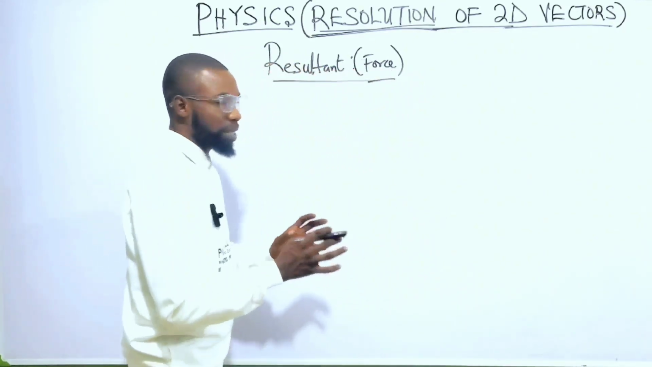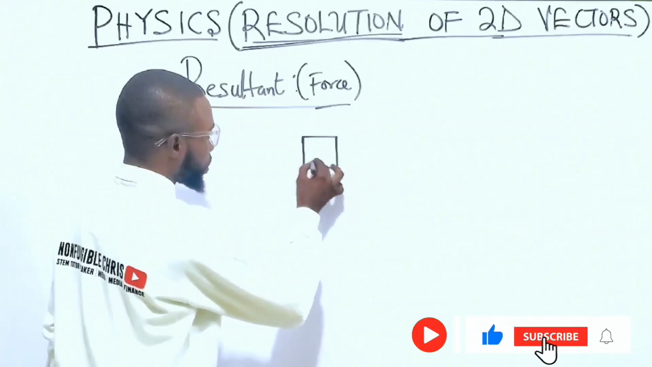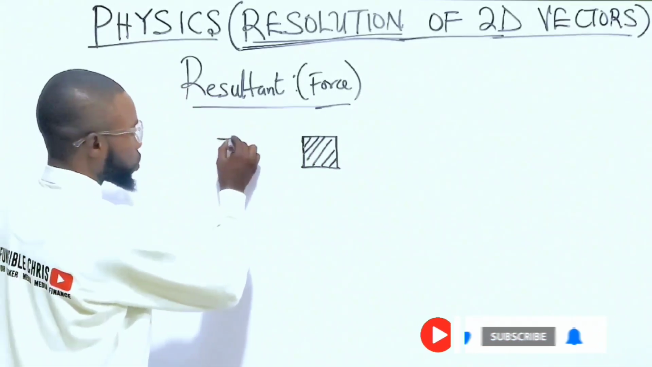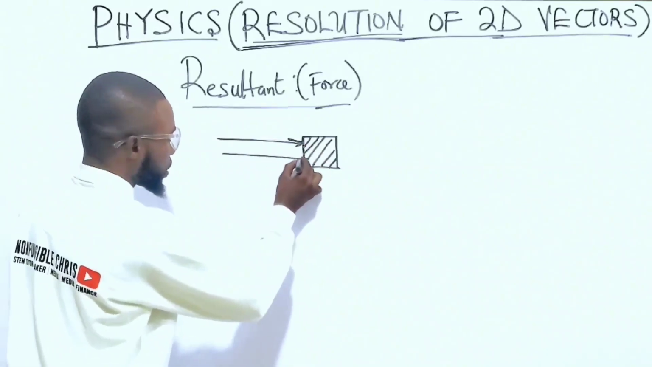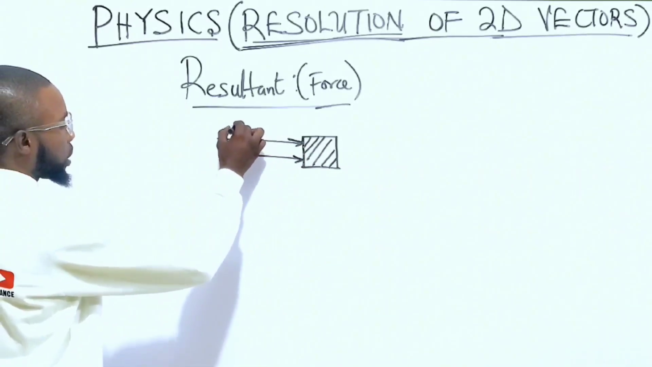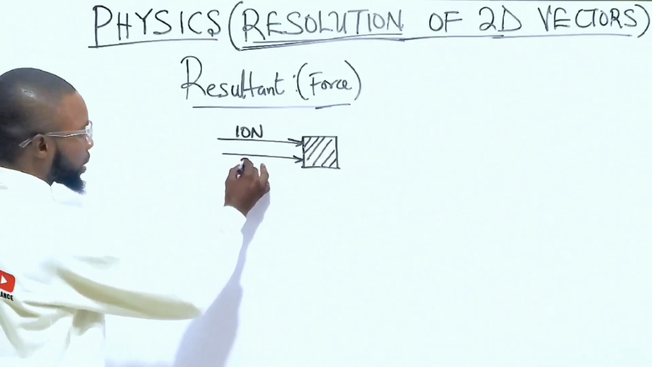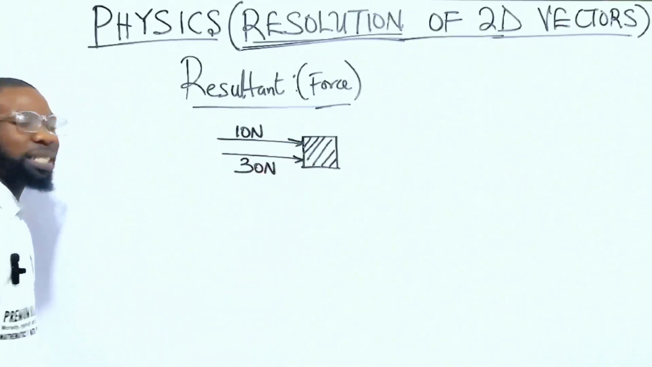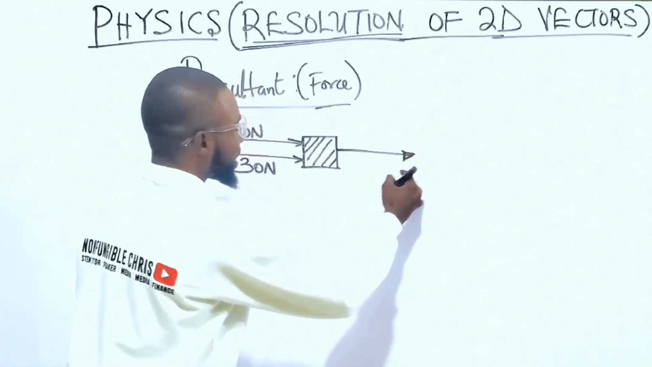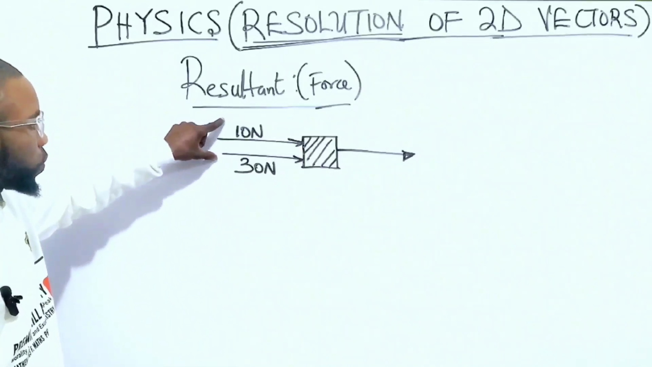So let's start from somewhere. Let's assume I have an object of this kind, and then we have two parallel forces acting on it on the same plane. In this case, let's assume the magnitude of this first force is 10 Newton, and the magnitude of the second one is 30 Newton. In this case, the resultant force that's going to have the same effect of these two forces is just going to be the net force of these two forces.